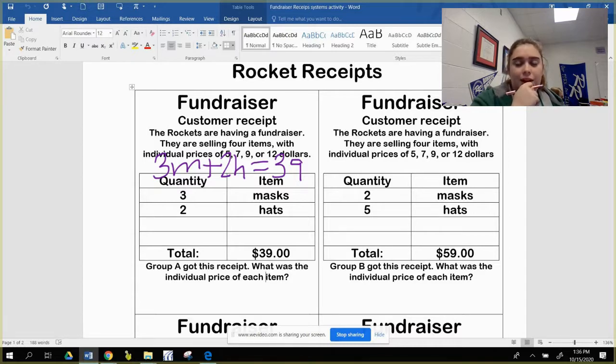Okay, so let's look at the top right one. So we still have masks and hats, but we have different quantities and a different total. So our total is going to equal $59. And then we have 2 masks, so that's going to be 2M. Plus we have 5 hats, so it's going to be 5H.